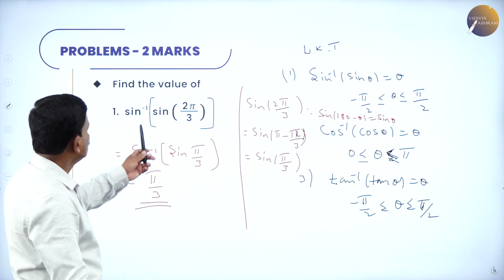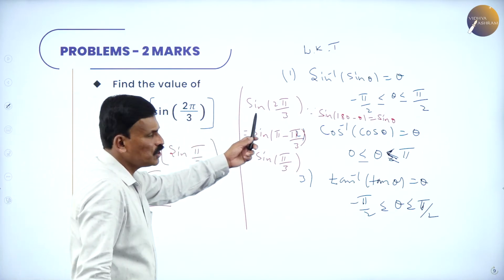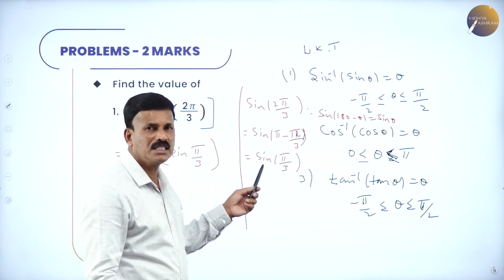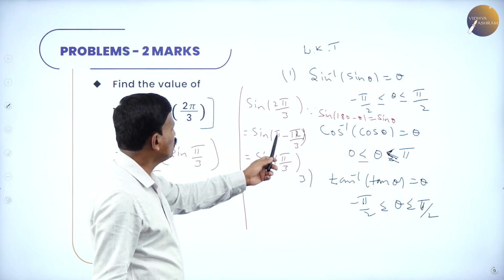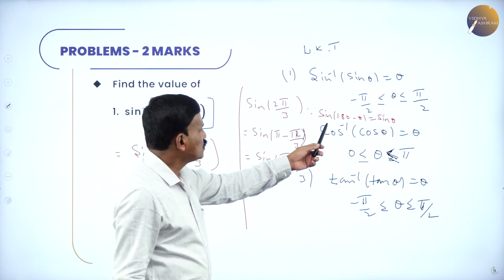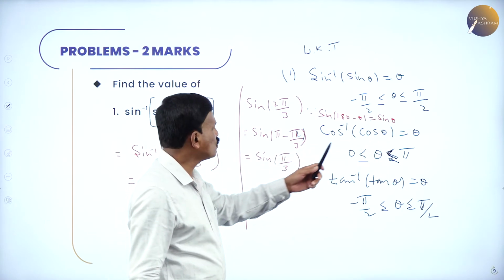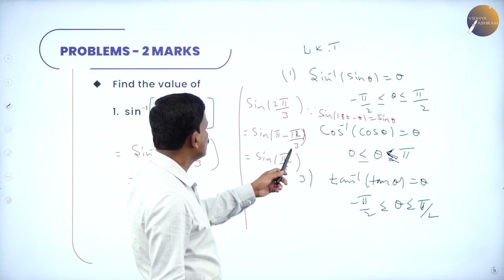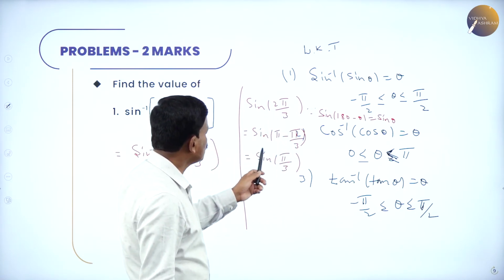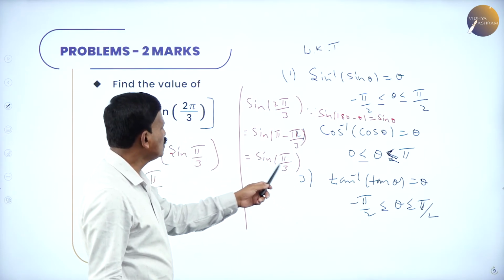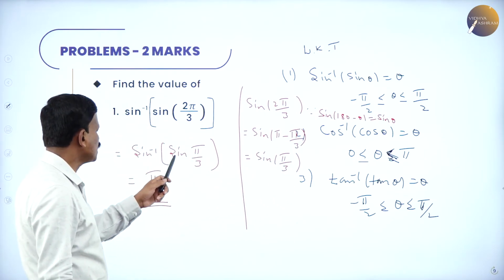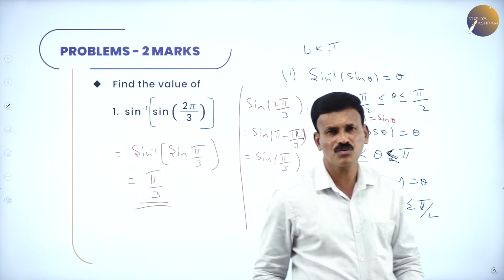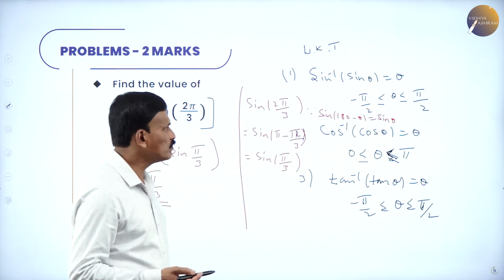Okay, listen to me. Convert this sine 2 pi by 3 to less than 90 degrees. 2 pi by 3 means 120 degrees. This 2 pi by 3 can be written as pi minus pi by 3. Because sine of 180 minus theta is equal to sine theta, pi minus pi by 3, take LCM, gives 2 pi by 3 itself. So we are going to get sine pi by 3. Sine inverse gets cancelled. That's equal to pi by 3, the simplified answer. Hope you followed this. Now come to the next problem.